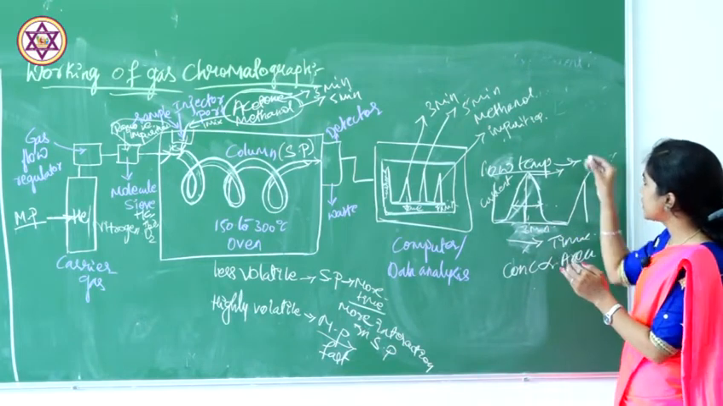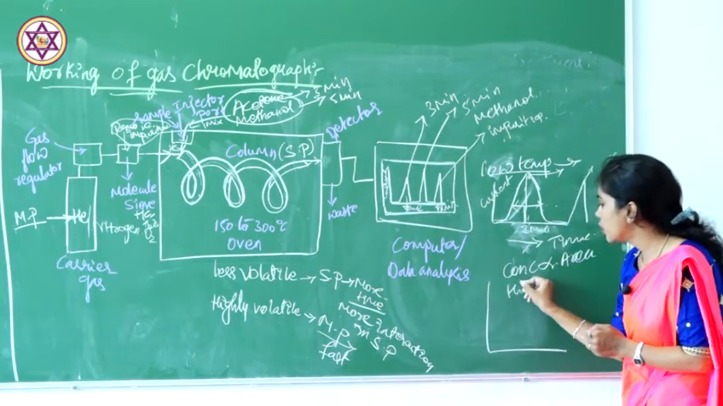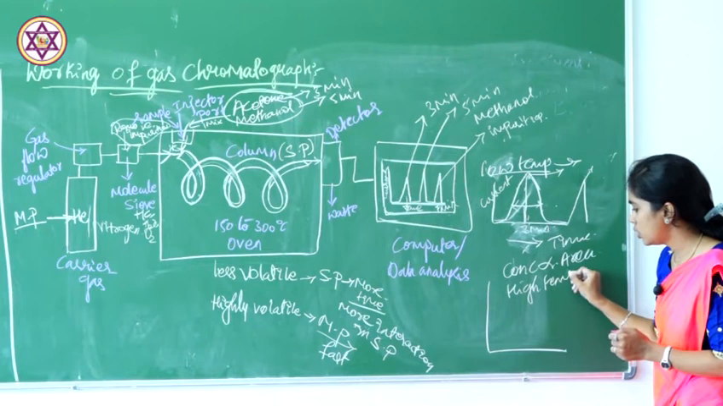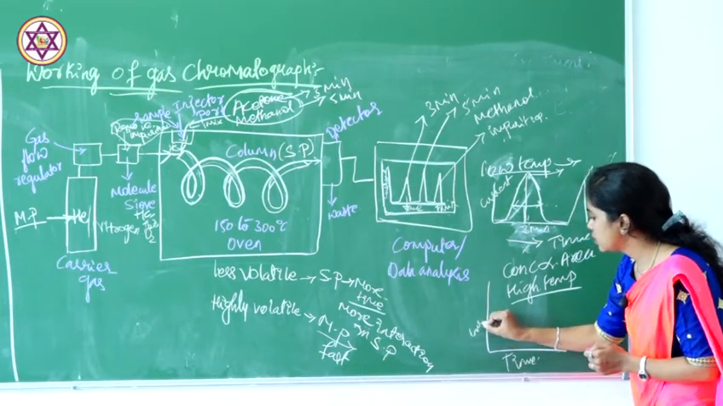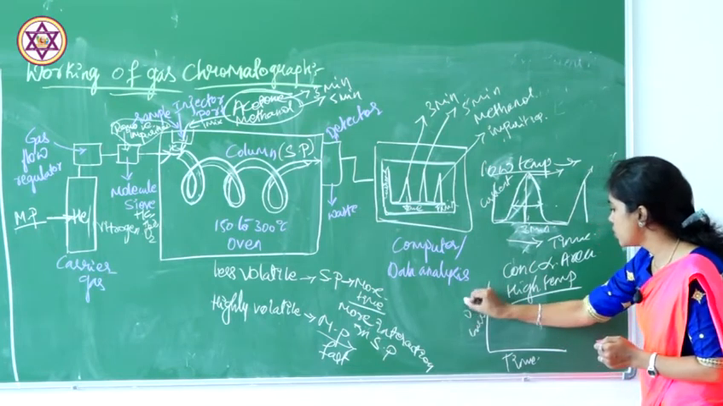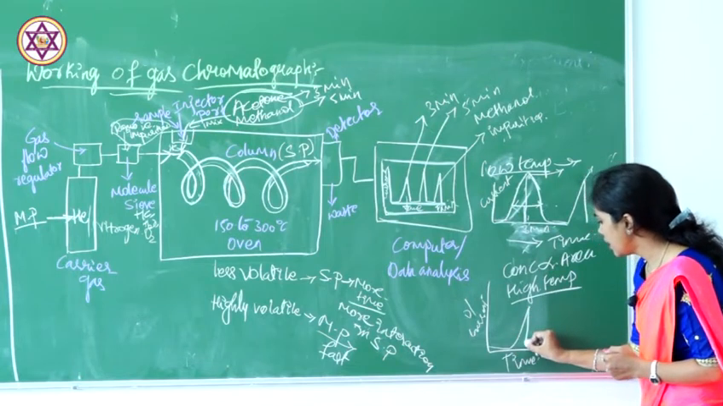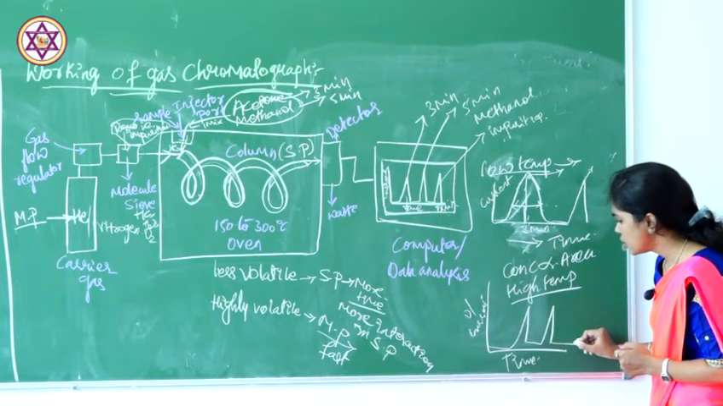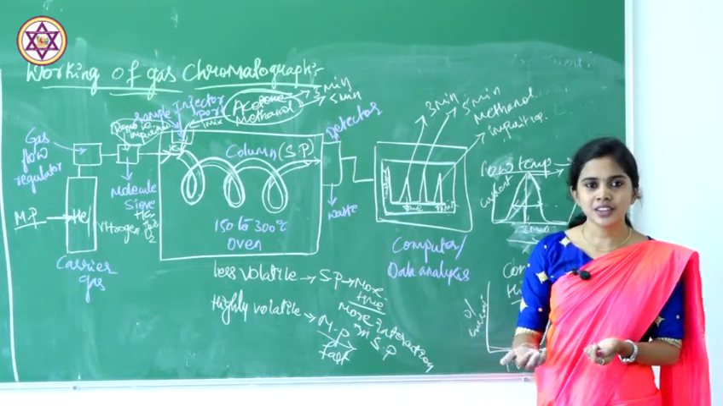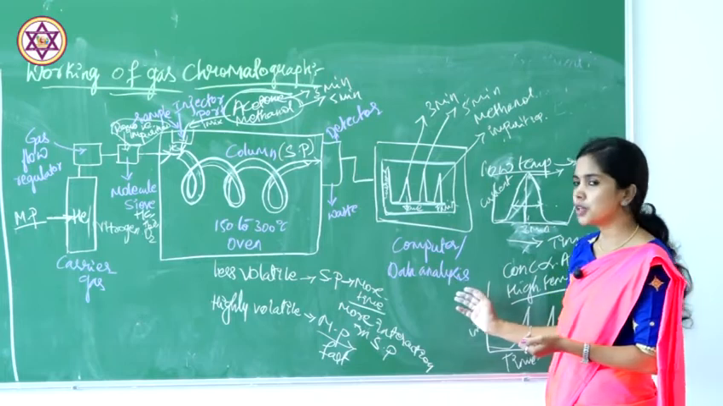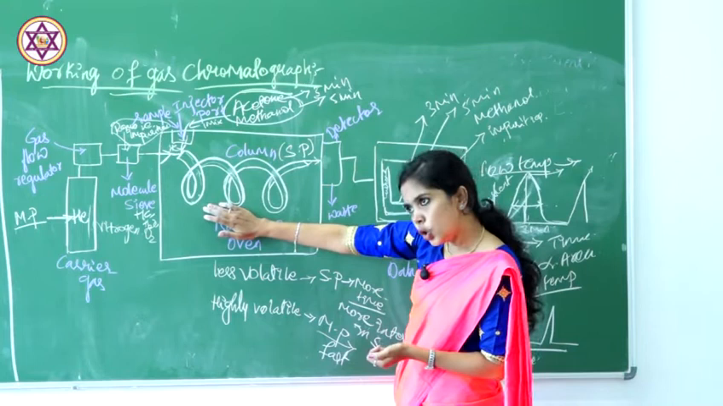Okay, for example, I am going to apply that high temperature. Okay, then this is time and this is current, or we call it the detector also. Then if I apply a higher temperature, I am going to get a short bandwidth. Why? Because the compound becomes highly volatile, reacts with the mobile phase and comes out easily.